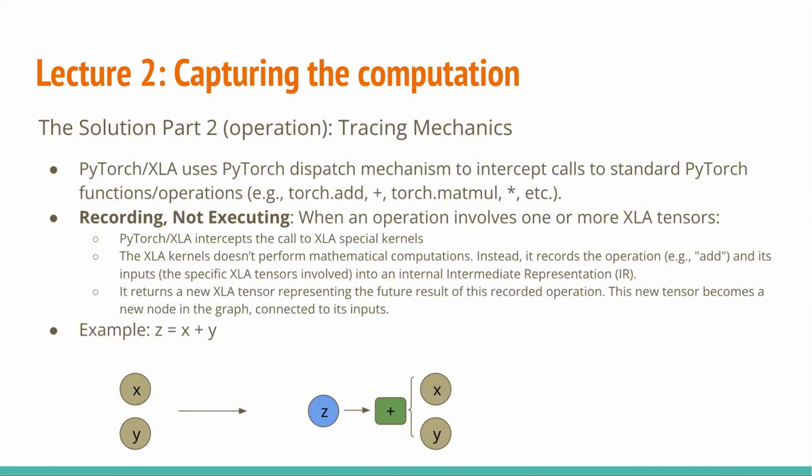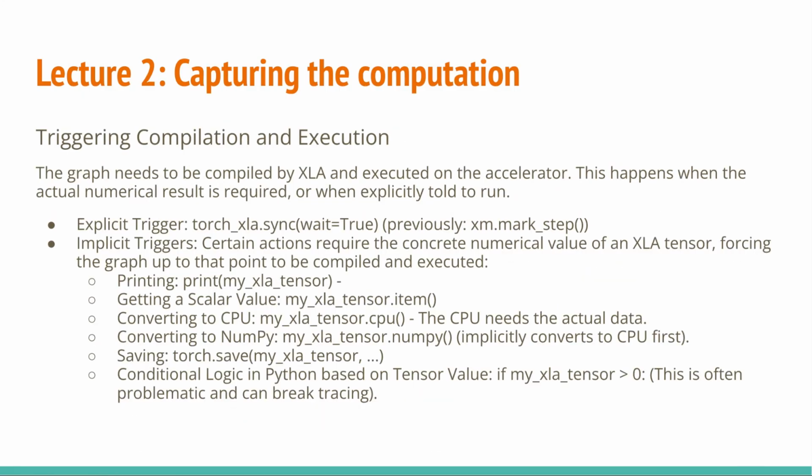After capturing the computation graph, let's move to the last part, which is the triggering of compilation and execution. The graph needs to be compiled by XLA and executed on the accelerator. The triggering happens when the actual numerical result is required or when explicitly told to run. You can explicitly trigger the compilation and execution of a computation graph captured by PyTorch XLA by having a torch_xla.sync line in your code.